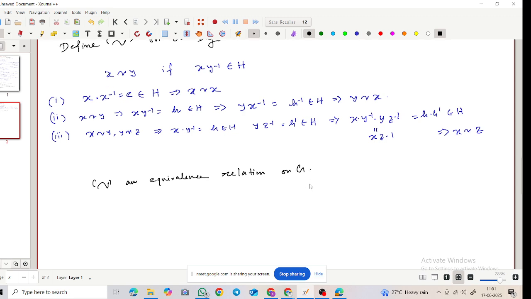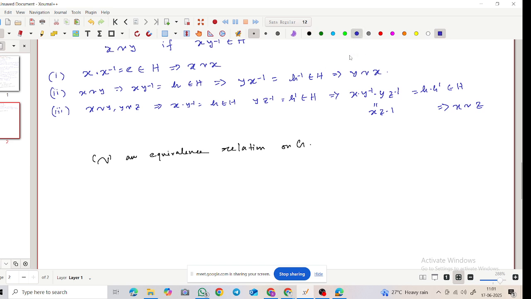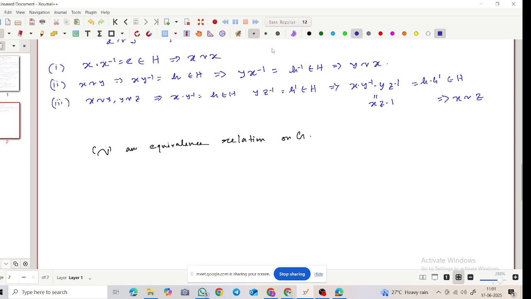Correct? Can you check that the class of x with respect to this relation is basically xH? I will give you two minutes to check this.